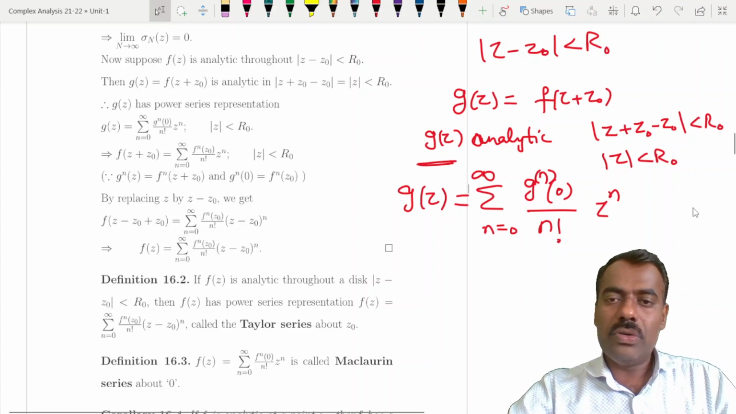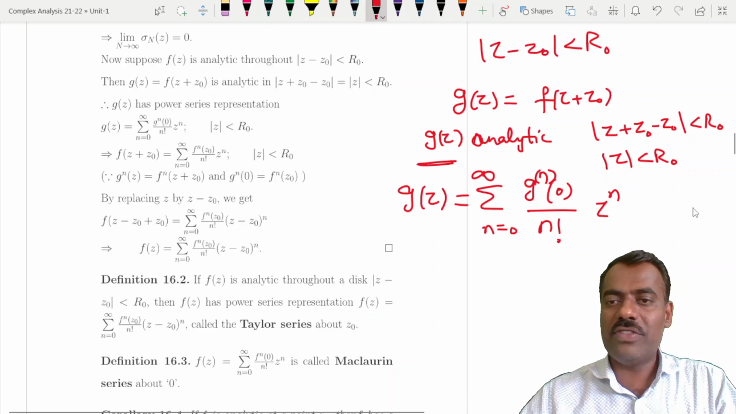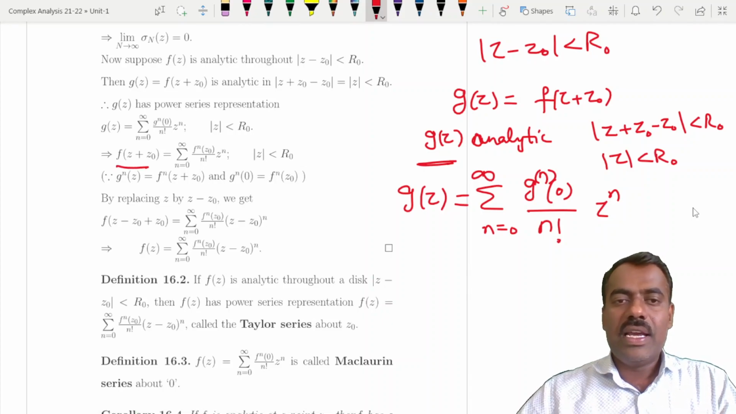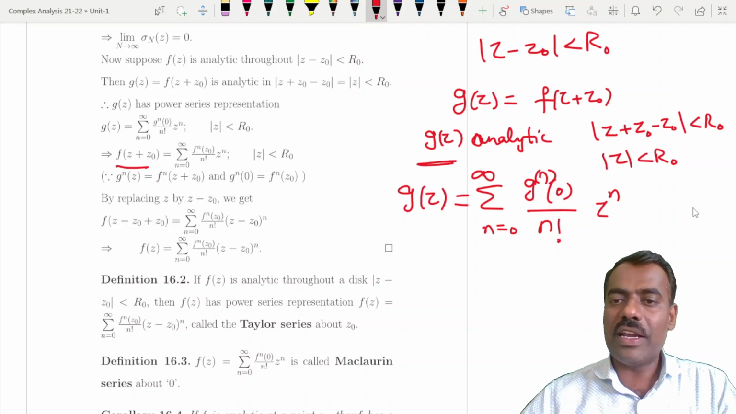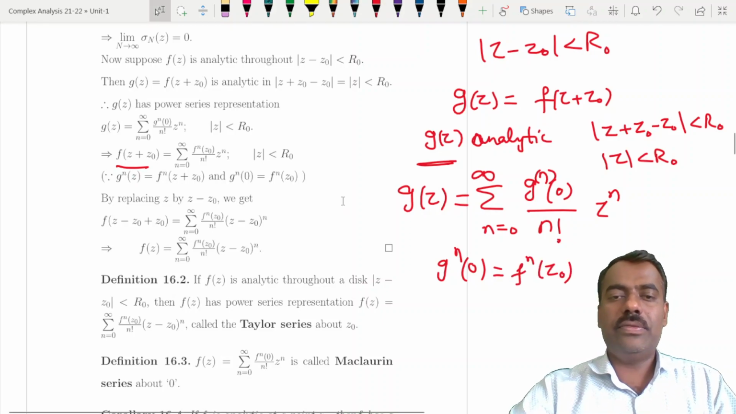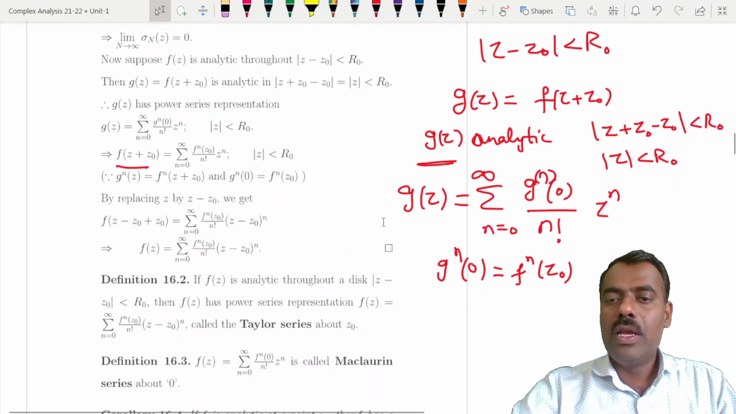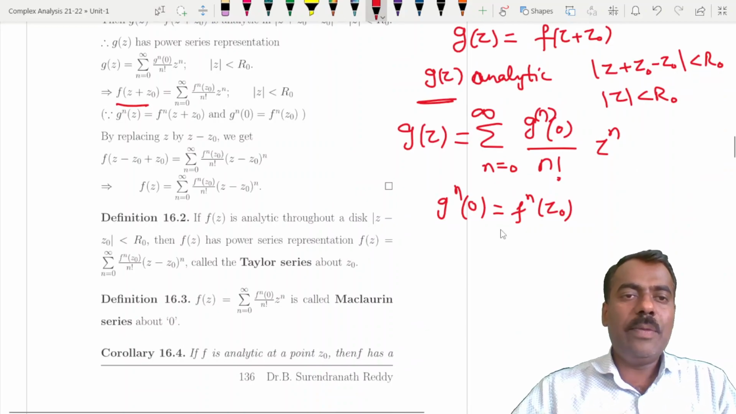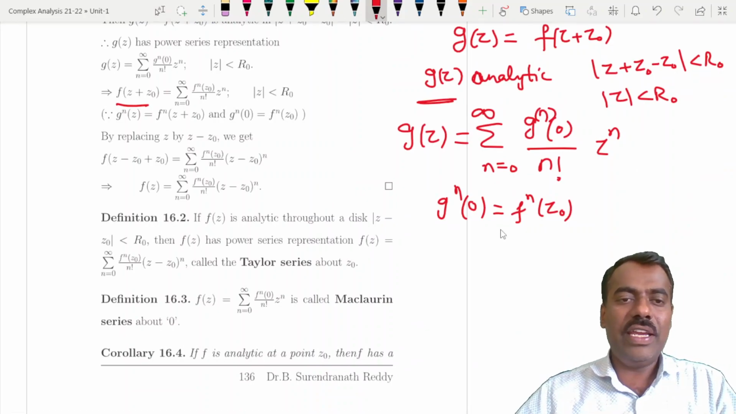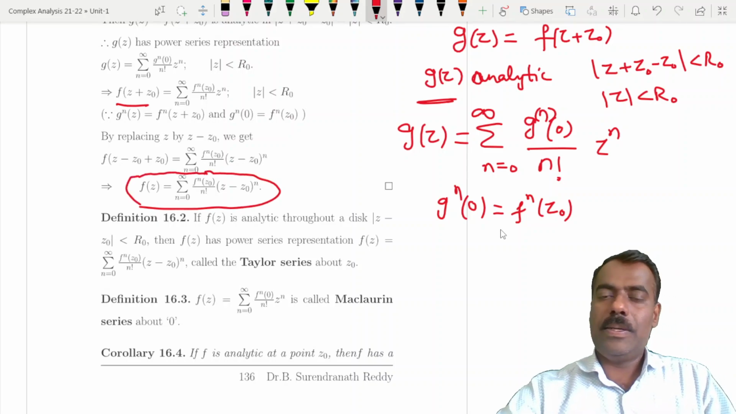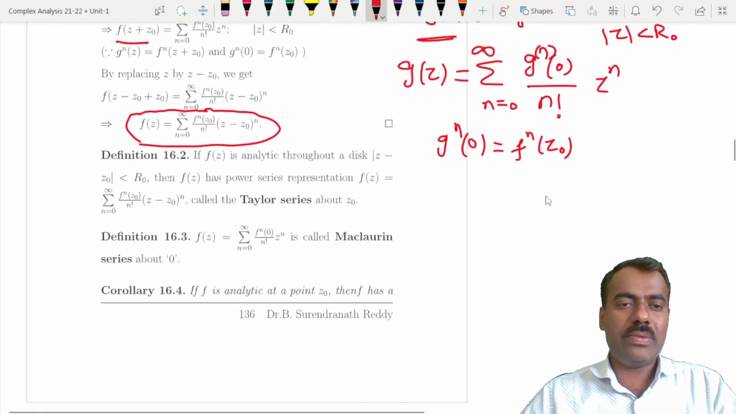Now bring back to f. How will we bring back to f? g of z is the same as f of z plus z naught. Then we can observe that g n of 0 is the same as f n of z naught. We can observe that by differentiating n times and then substituting 0 for z. So we got this, and then replacing z by z minus z naught, we get the power series representation, and that is called the Taylor series, which we have mentioned here.